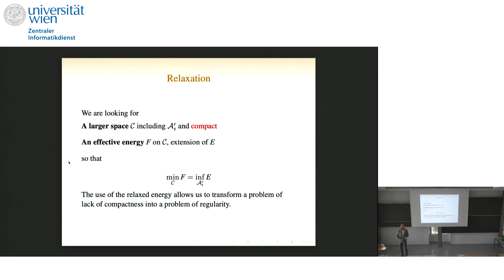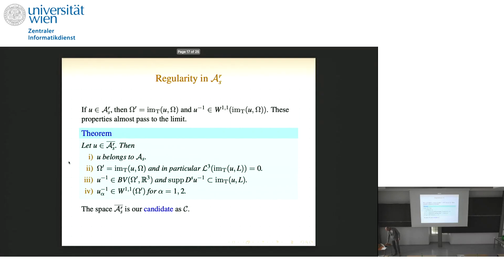It's like when you want a solution in W^{1,1}. First you find a solution in BV, then maybe you prove that the solution is regular enough, so it's a solution of your original problem. So what about this? What is the candidate for the space C?